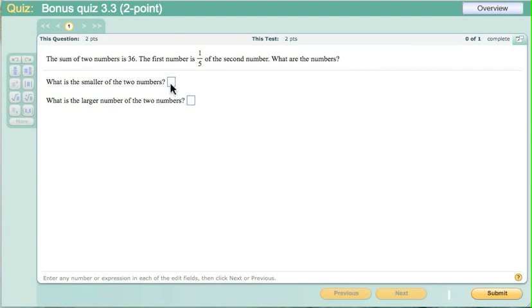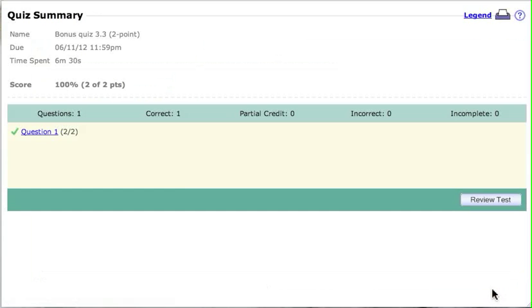The smaller one we said was 6, and the larger one we said was 30, and we'll do a submit, and as you can see, we're good to go.